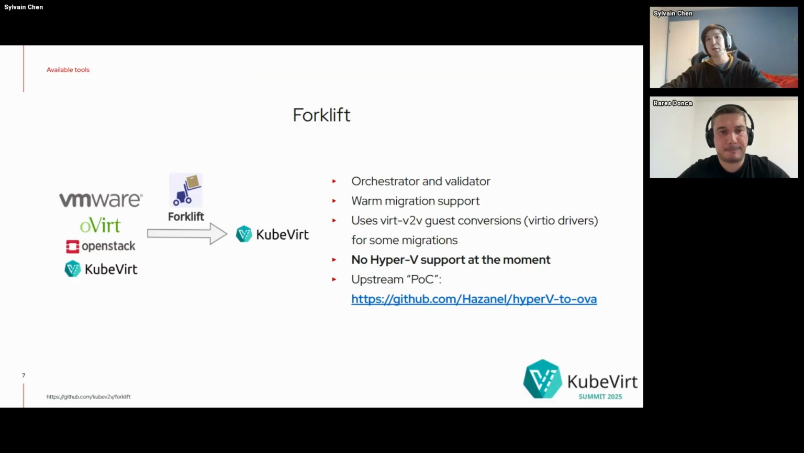In terms of tools that can be interesting, there is one of the upstream POCs that Red Hat Engineering had a look at. It transforms the VHDX files, which are Hyper-V specific, into OVA. The OVA format is supported by Forklift, so it could be possible in the future, but that was not available for production in our project.